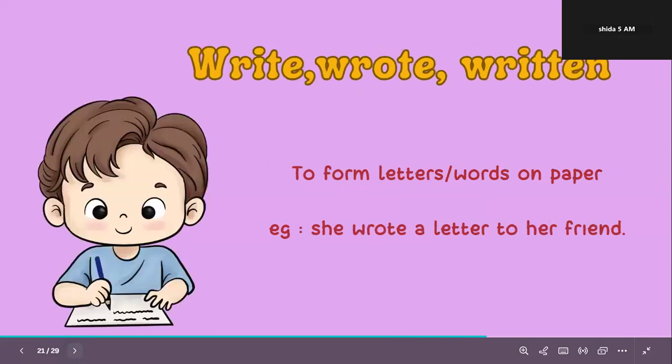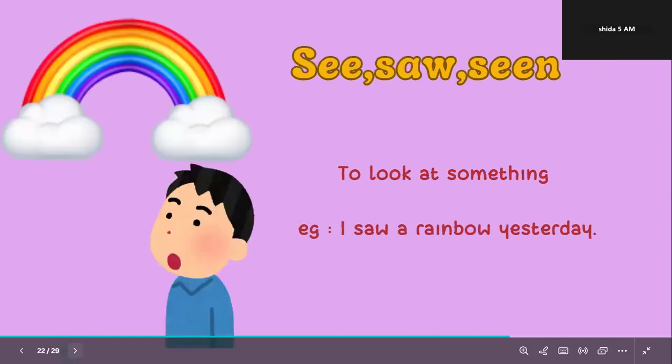Write, wrote, written. To form letters or words on paper. She wrote a letter to her friend. See, saw, seen. To look at something. For example, I saw a rainbow yesterday.